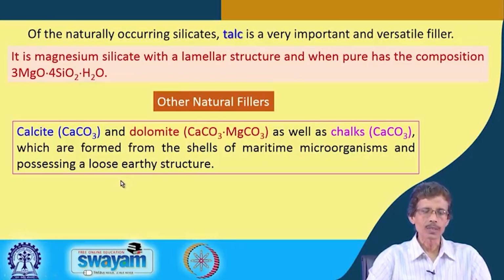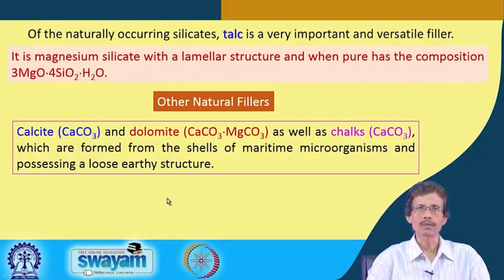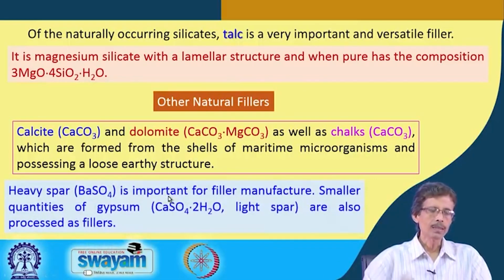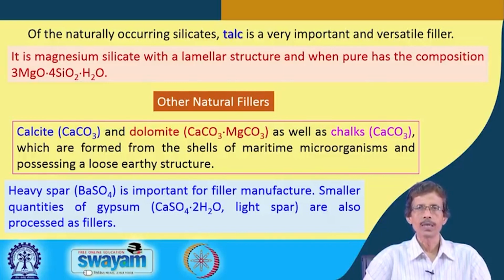Since all of them are of maritime microorganism origin, they have a very loose earthy structure. Then if we go from magnesium to barium, we have heavy spar, which we have seen earlier, how we use barium sulfate for the isolation of barium and other barium compounds. So the original ore, which is naturally occurring, that means barium sulfate, can also be a useful filler material. Smaller quantities of gypsum, like dolomite, can also be useful.